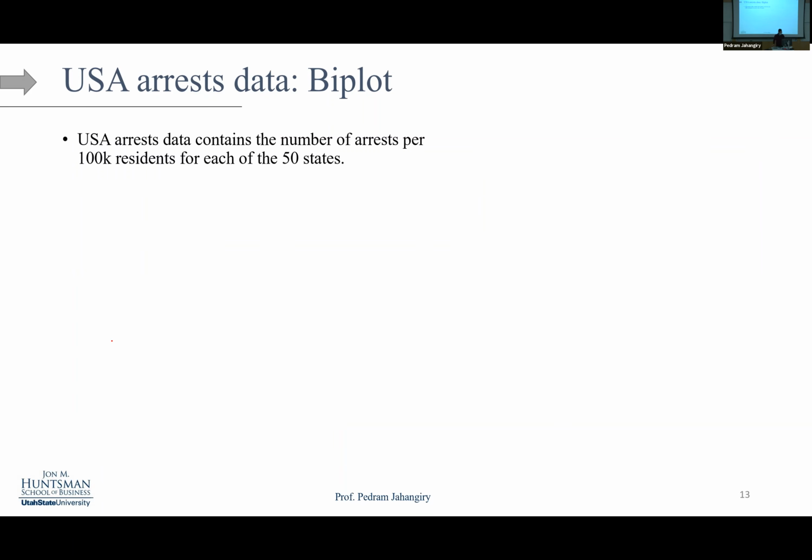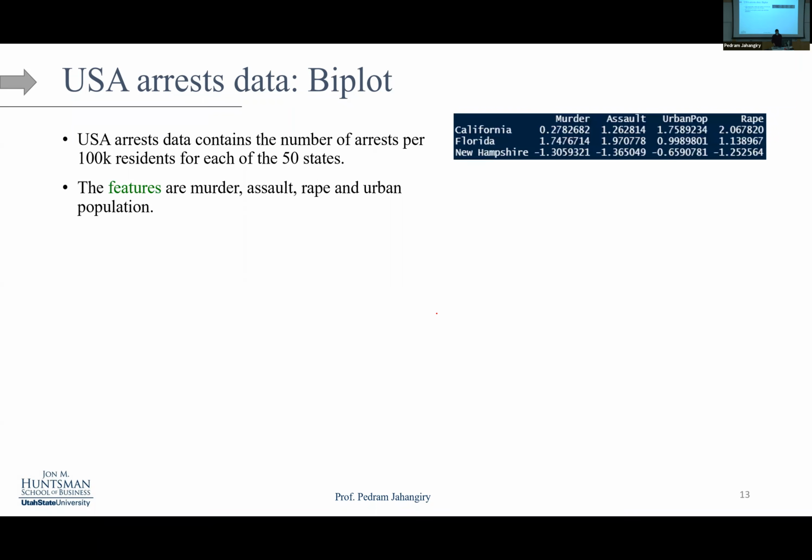So this is an example from the ISLR textbook. The data is the USArrests data set. It contains the number of arrests per 100,000 residents for each of the 50 states, right? And these are the features. We have 4 features: murder, assault, rape, and urban population. I handpicked 3 of the observations in the data. For example, for California, Florida, and New Hampshire, this is the data, right?